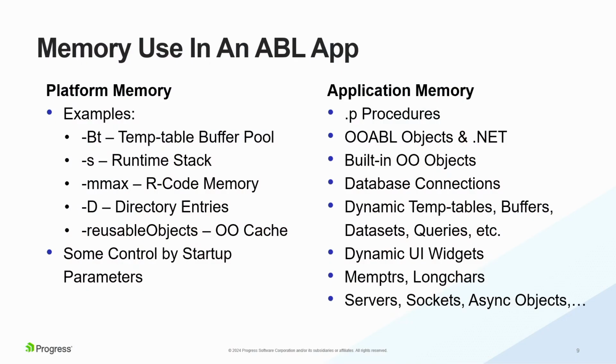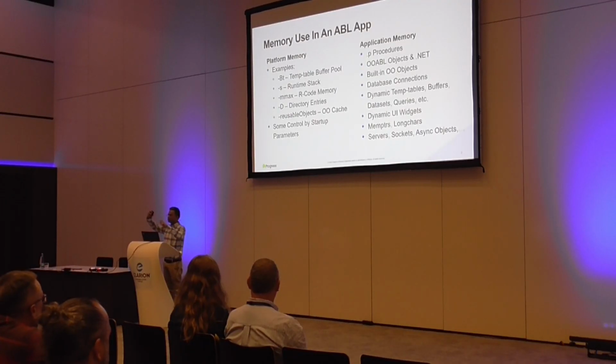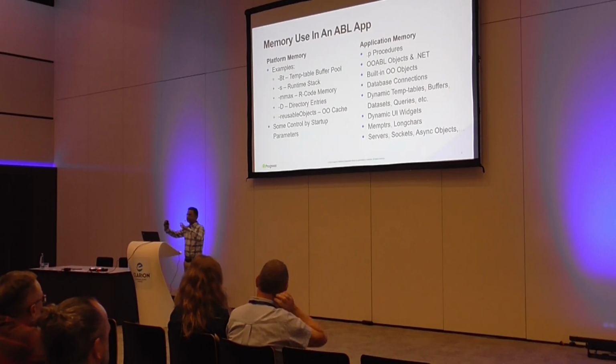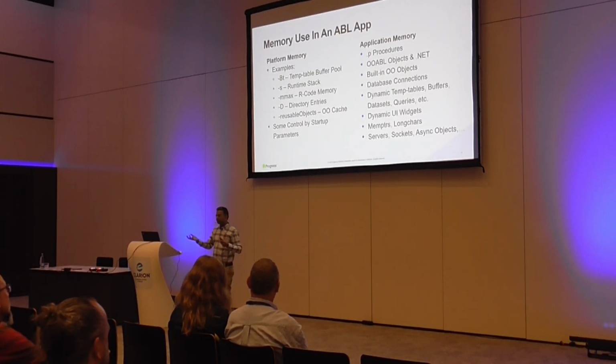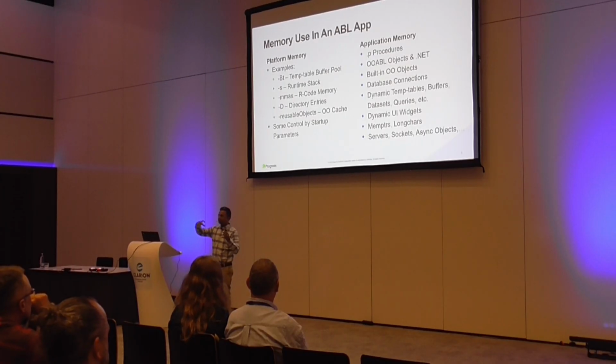Now the next set of memory is needed for the application. When you run any r-code or any procedure, that r-code or procedure asks for some memory. When the AVM loads the p-code, it requires some memory. When the AVM creates any object, at that time it requires memory. So this is the memory the application is requesting the AVM to create for it. Now, OABL objects, .NET objects, dynamic queries: these are requested at runtime when our code executes, where you ask the AVM to allocate this much memory for this object. So there are two types of memory that the AVM currently manages: platform memory, which it needs to do its job, and application memory, which the application needs to perform its jobs.